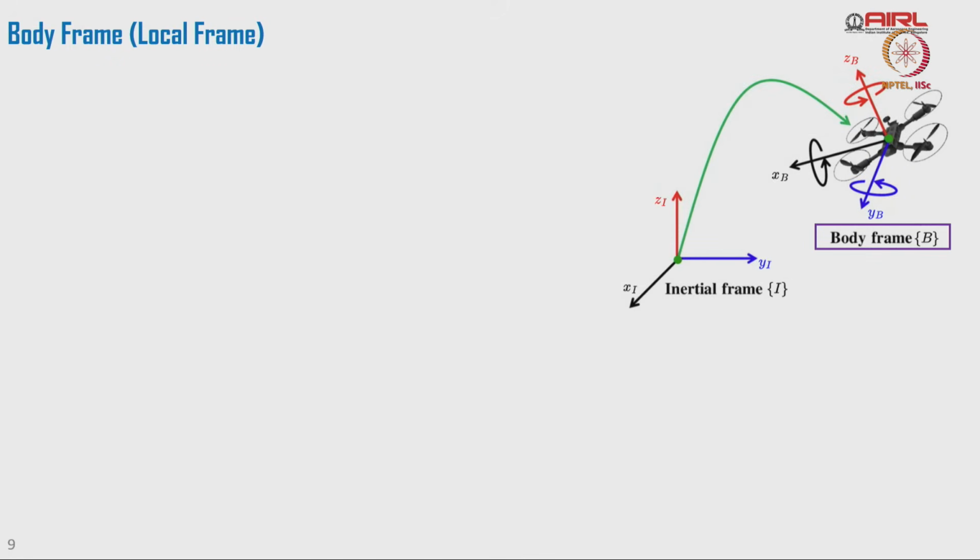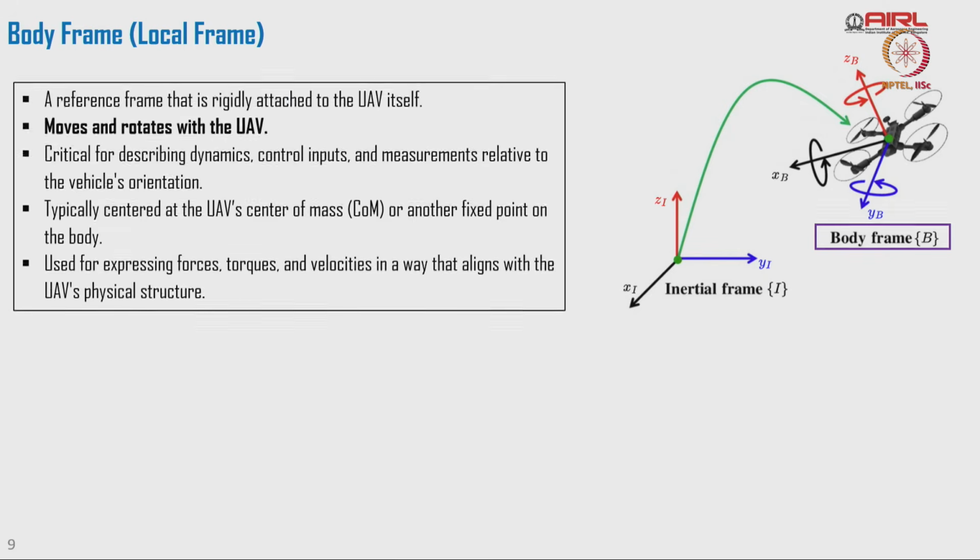Now comes the body frame, which is a local frame. The inertial frame is a global frame, and the body frame is the local frame of reference. This is a reference frame that is rigidly attached to the body itself, the UAV itself. It moves and rotates with respect to the UAV, which is a very important aspect. It is critical for describing the dynamics of the UAV, and the control inputs that you want to apply to achieve a specific orientation and speed.